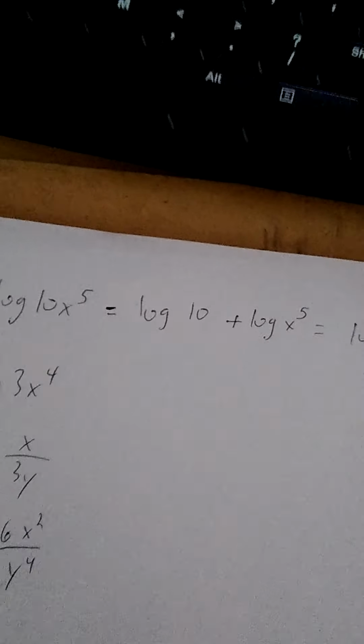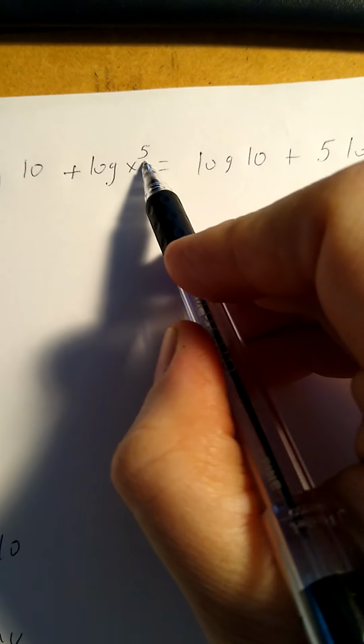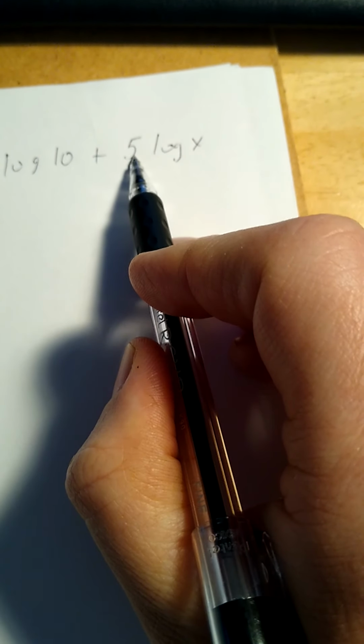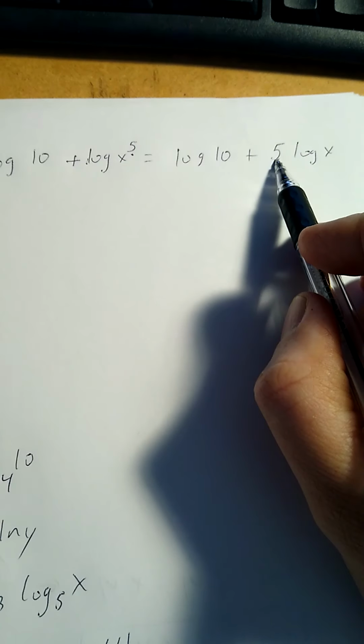And again, that is simply taking the exponent and moving it in front to become a coefficient. So instead of it being the exponent for x, it is in front of that logarithm.